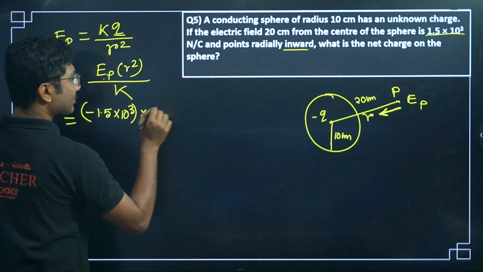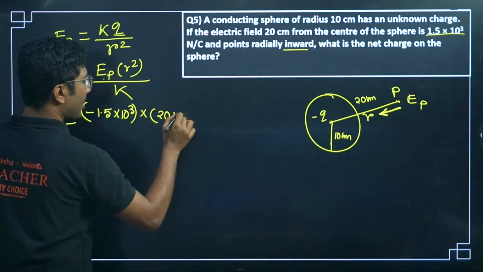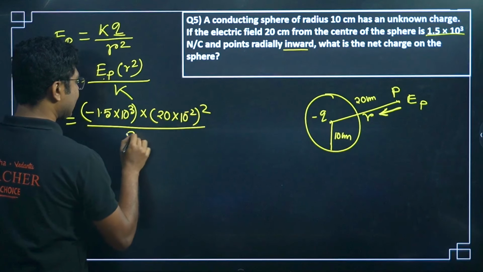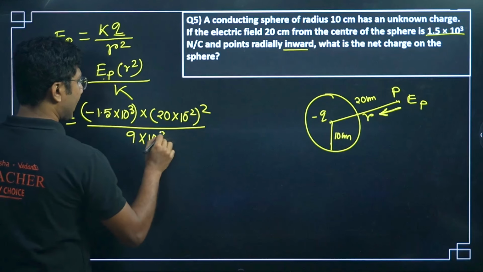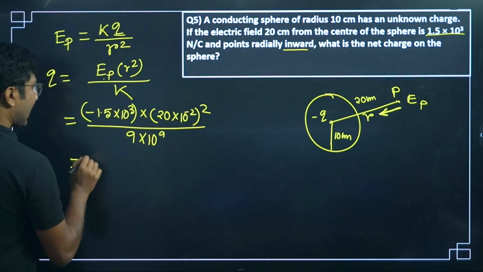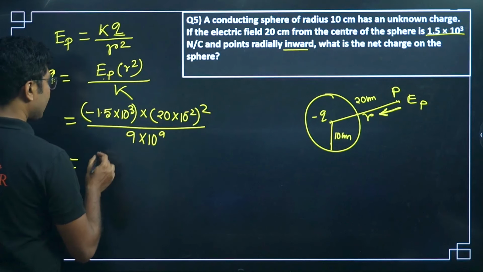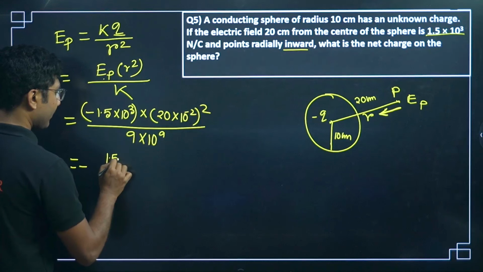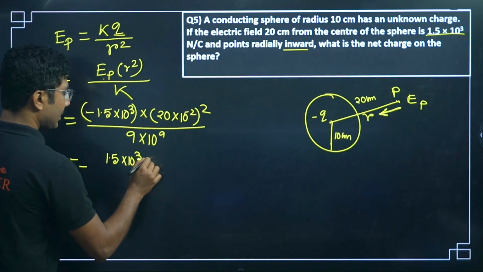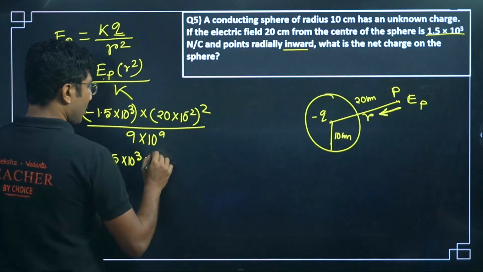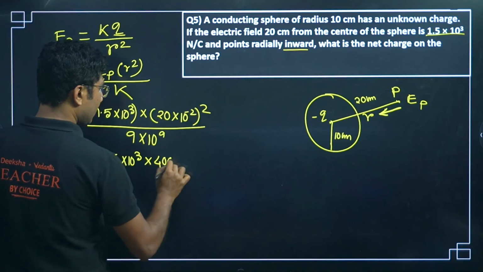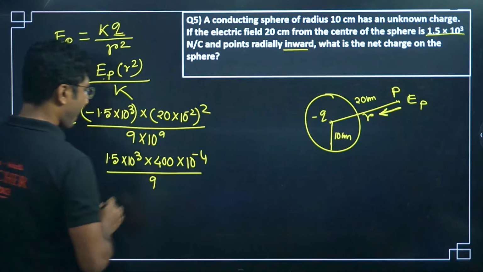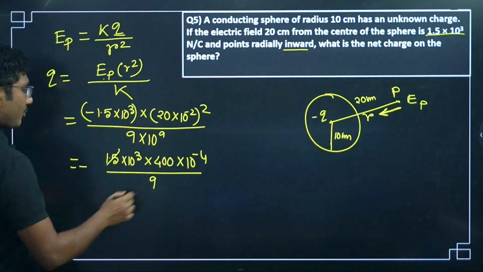Now, R square is 20 centimeter, so 20 into 10 to the power of minus 2, whole square, divided by K, which is 9 into 10 to the power of 9. So now calculate the charge. It will be a smaller value definitely, because charge is generally small. So 1.5 into 10 to the power of 3 into 20 into 20, which is 400, into 10 to the power of minus 4, divided by 9. Okay, so 9 into 1.5.